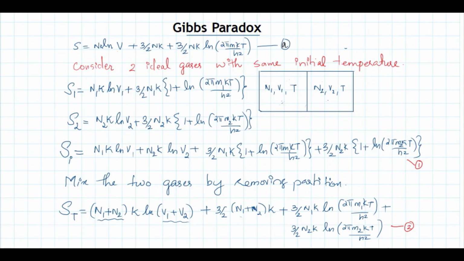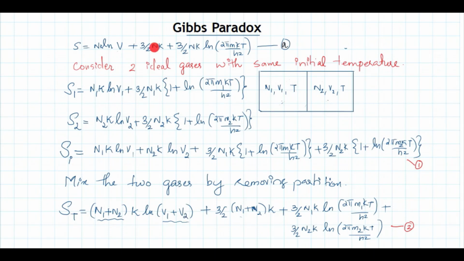Now mix the two gases by removing the partition. Remove this partition, then the gases will get mixed. Then the final entropy, you can write it as ST, the total entropy of the system. What is the number of particles? There is no partition. This is a single system consisting of N1 plus N2 particles. So instead of N in equation A, you will have N1 plus N2. k log, instead of V, what is the total volume of this compartment? V1 plus V2.